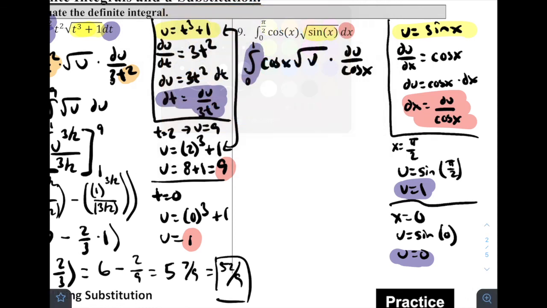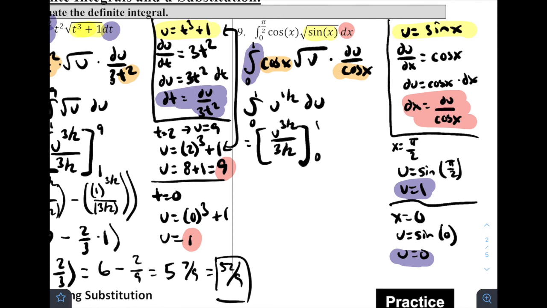What do we have now? Well, we can see that our cosine x's are going to cancel each other out. So we have the integral from 0 to 1 of just the square root of u, or u to the 1/2 du. We can now take the antiderivative. That's u to the 3 over 2 divided by 3 over 2, from 0 to 1. I'll rewrite that for the sake of clarity: 2u to the 3 over 2 divided by 3. Because we're dividing by that fraction, we can multiply by the reciprocal. That's where this 2/3 comes from instead of 3 over 2.